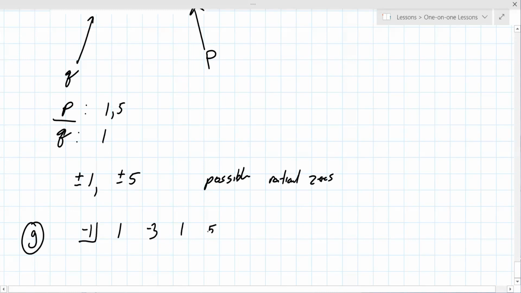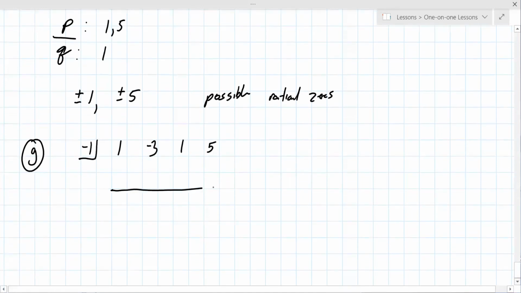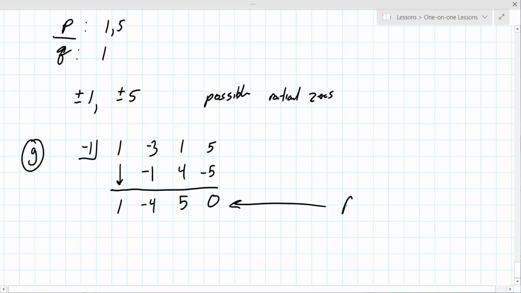I never understood why they don't utilize technology here, because you could choose the wrong one, make a mistake in here and not know it. So there's some problems here. Bring the 1 down, multiply by -1, add these up, -4 times -1 is +4, add them up, times -1 is -5, remainder of 0. So when you get a remainder of 0, this means that you found a root, a zero, a solution. All these words mean the same thing.